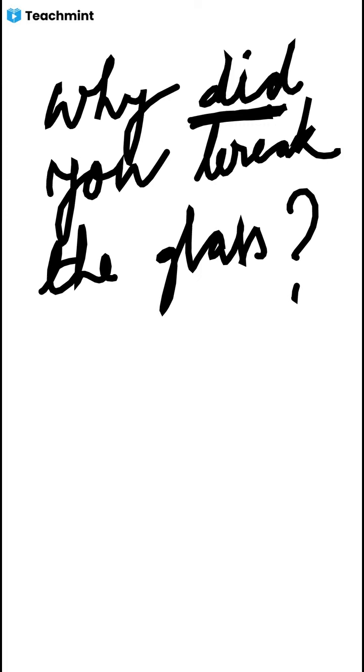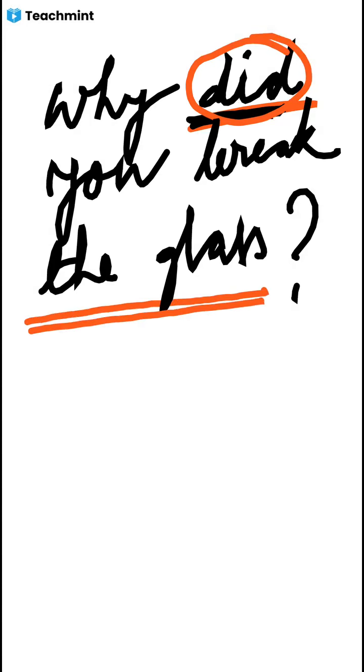So why did you break the glass? Why do we require this "did" verb? Can you tell me why this "did" verb has been required here? To refer to past tense. Yes, and also what? This is an interrogative sentence. An interrogative sentence cannot be constructed without the helping verb.